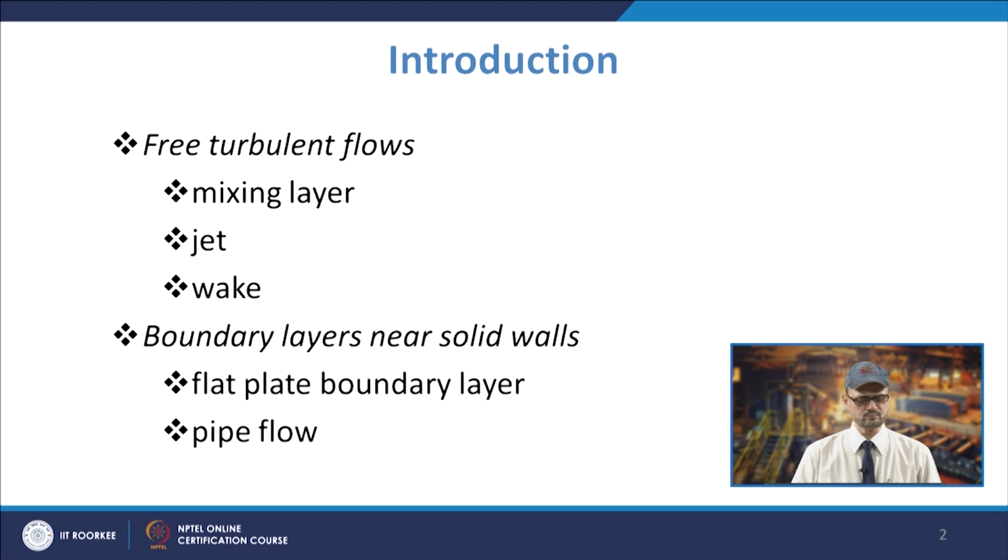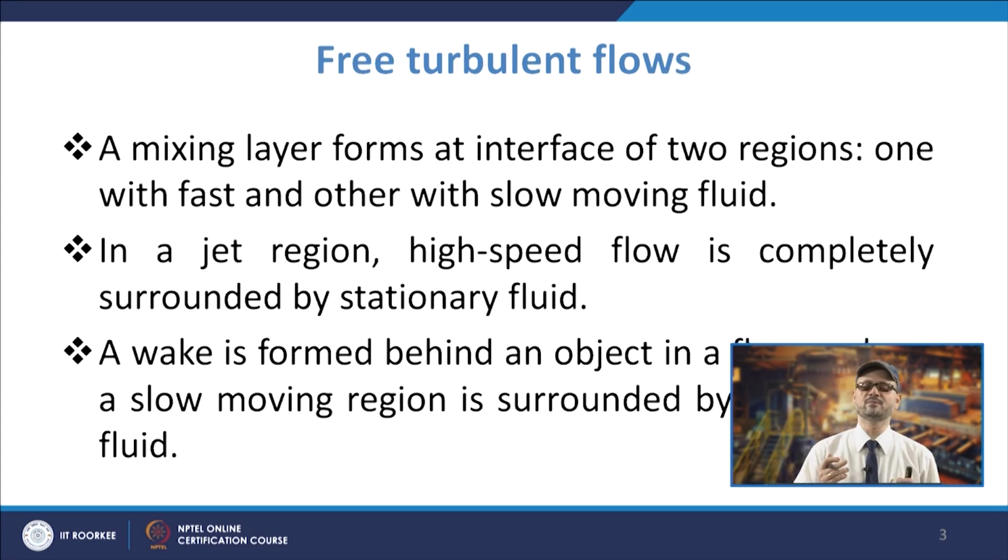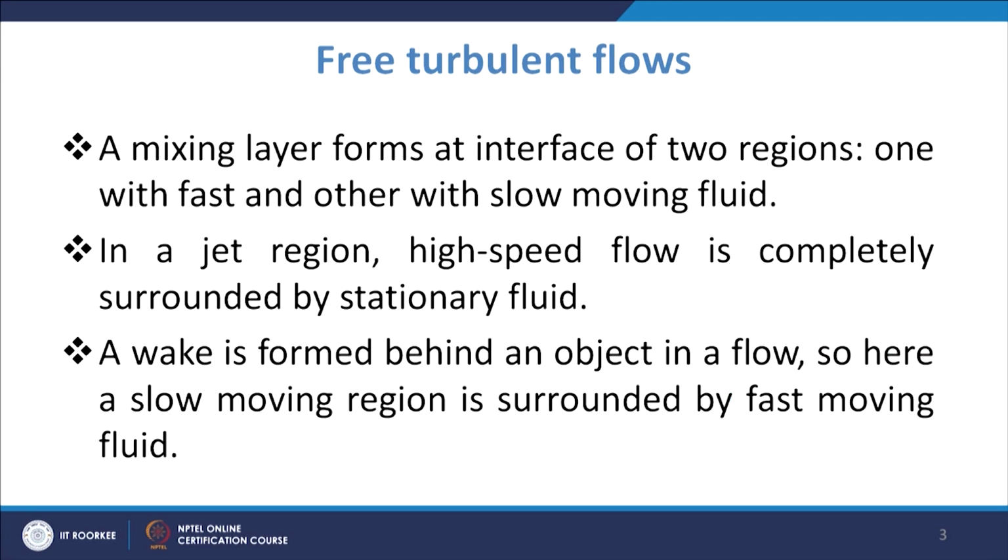If you look at free turbulent flow, you have three kinds of flows. In the mixing layer, the layer forms at the interface of two regions, one with fast and one with slow moving fluid. That is how the mixing layer is defined, with interaction between the fast and slow moving fluid.